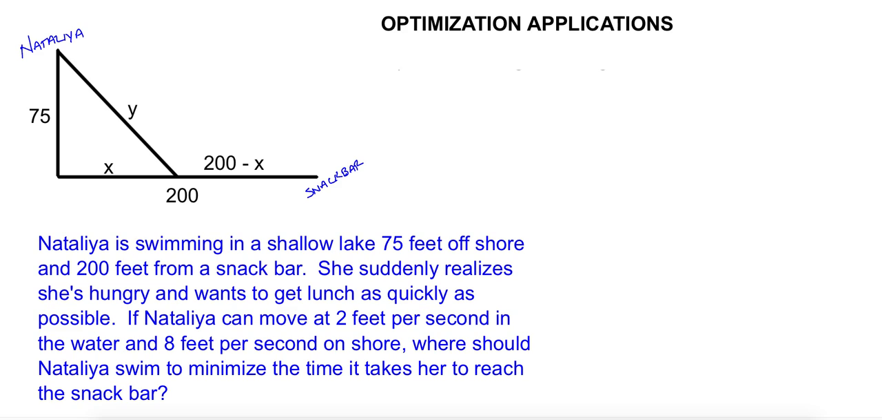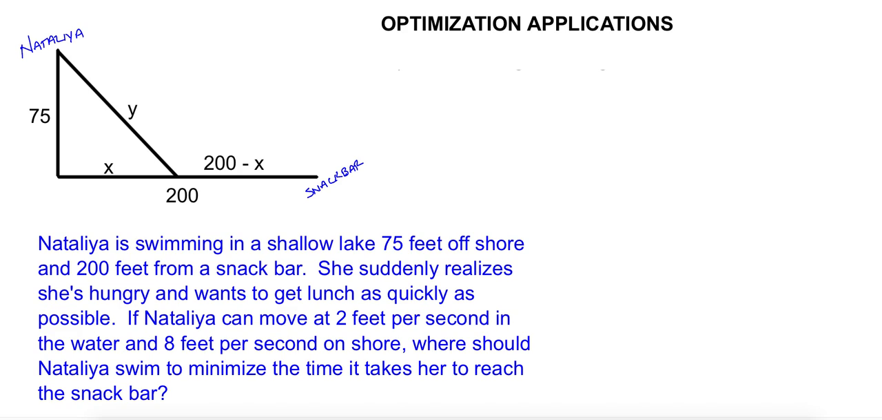So the key word here really is minimize. That's the word that tells me that I need to optimize something. I'm trying to find either a maximum or a minimum. Maybe it's maximizing profit, maybe it's minimizing time or costs or something like that. But that word minimize is what tells me that it's an optimization problem.